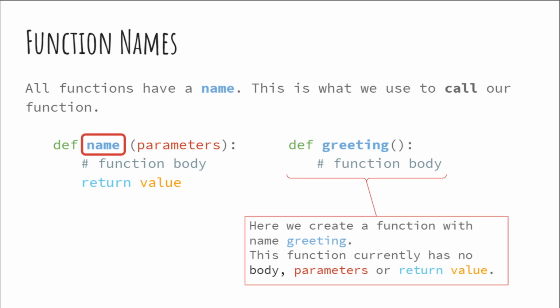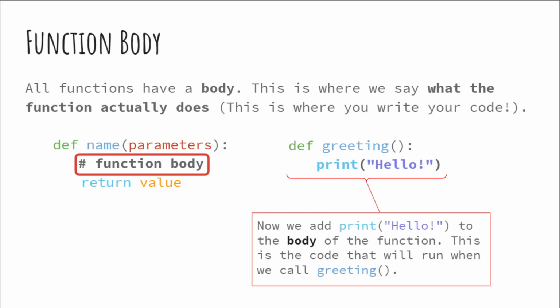So, function names. Names are pretty straightforward. All functions have one, and it's what we use to call our function. And in case it isn't clear, calling is the word that we use when we say that we want to run the body of a particular function. So, it's highlighted in the box in red there, and you can see over on the right a simple function that won't actually work. But we can see that its name is greeting. Right? And it won't work because it doesn't have a body. Comments don't count. So this function wouldn't work.